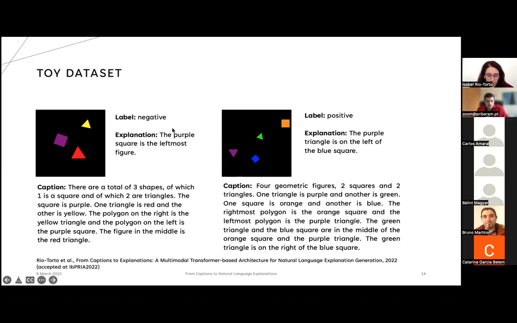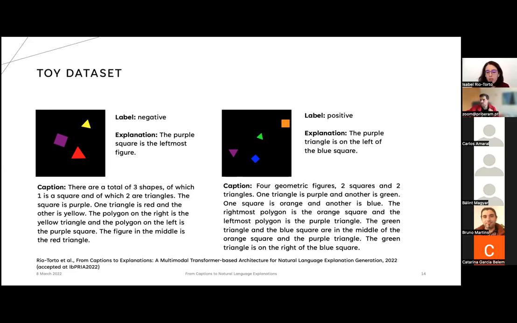Our idea here is that when we want a caption, we want to describe all polygons present and their relationships. For example, here there are 4 figures, the colors of the figures as well, and the green triangle and the blue square are in the middle of the orange square and the purple triangle, so those are relations. But our natural language explanation would ideally be a subset of the objects, because in order to classify an image, we just need to identify the leftmost square and the objects on its left. So here we wanted a clear distinction between the two.